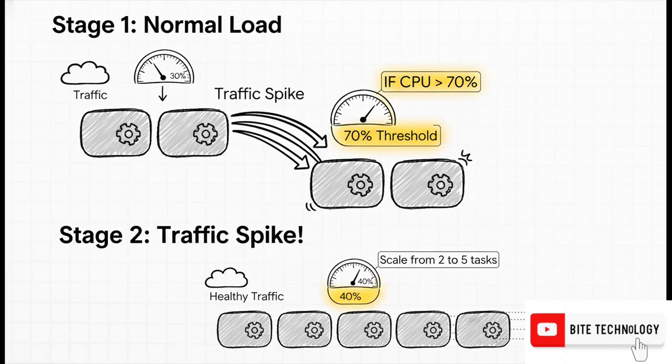But what happens when you suddenly get a huge spike in traffic? That's where service autoscaling becomes your absolute best friend. You can set up a dead simple rule that says, hey, if the average CPU across all my tasks goes above 70%, then automatically add more tasks. So you scale out from 2 to 5, for instance. And when the traffic dies down, it scales back in, so you're not paying for capacity you don't need.